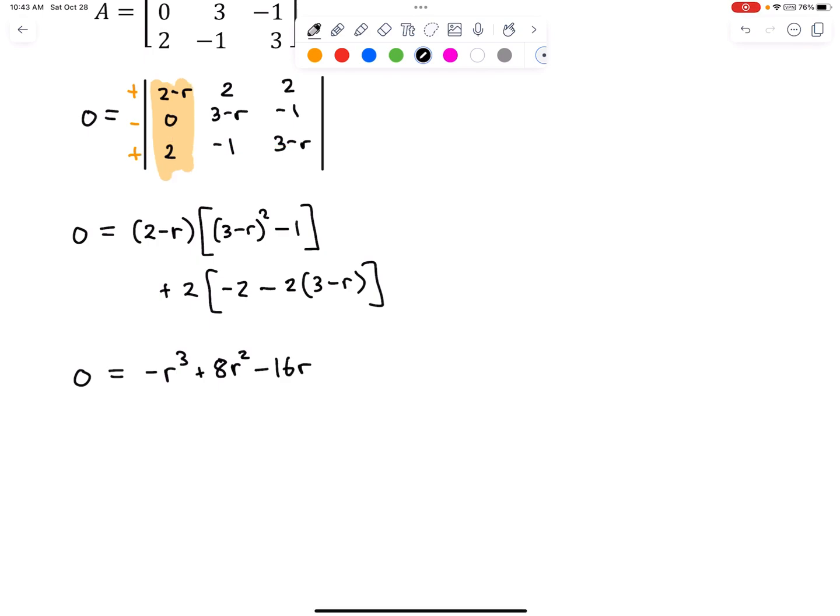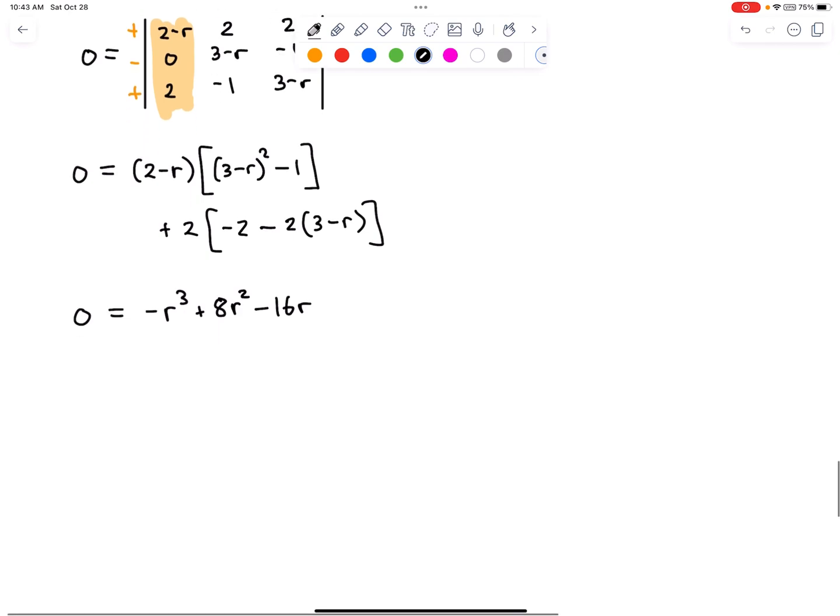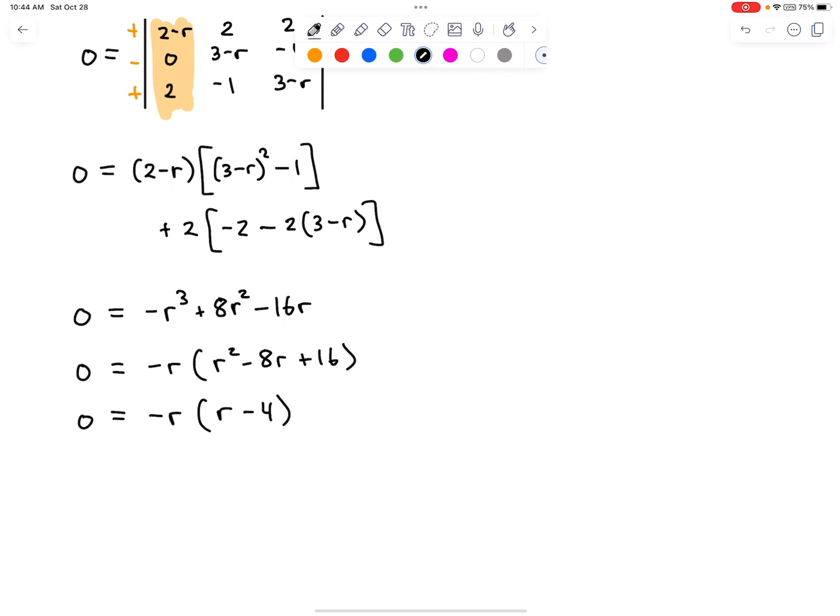I could reach for Desmos and graph this and see what the roots are, but notice that there is no constant here. So I can do some factoring by hand in this case, practice our algebra skills. If I factor an r out, in fact, I'll factor a negative r, that leaves r squared minus 8r plus 16. And then I can try factoring that trinomial. It factors to r minus 4 times another r minus 4. So I'll just write r minus 4 squared.